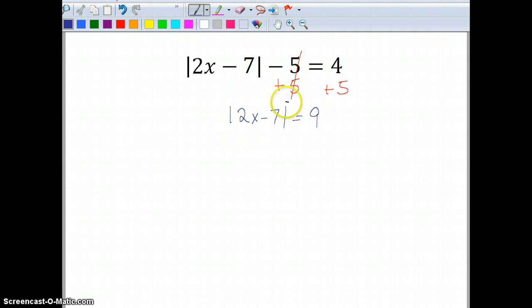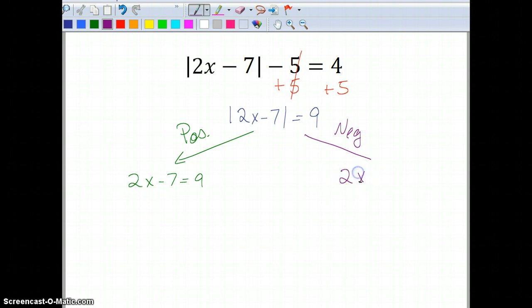Now once we have the absolute value bars on one side and just my constant on the other, now I can go through and I can take my two equations into account. I have my positive possibility, where I could have 2x minus 7 is equal to 9. And then I have my negative possibility, where I have 2x minus 7 is equal to negative 9.